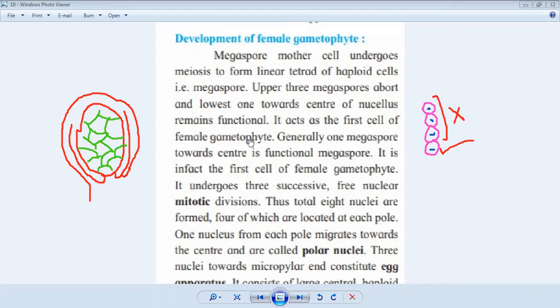The first cell of the female gametophyte, generally one megaspore towards the center, is the functional megaspore. It is in fact the first cell of the female gametophyte. It undergoes three successive free nuclear mitotic divisions.